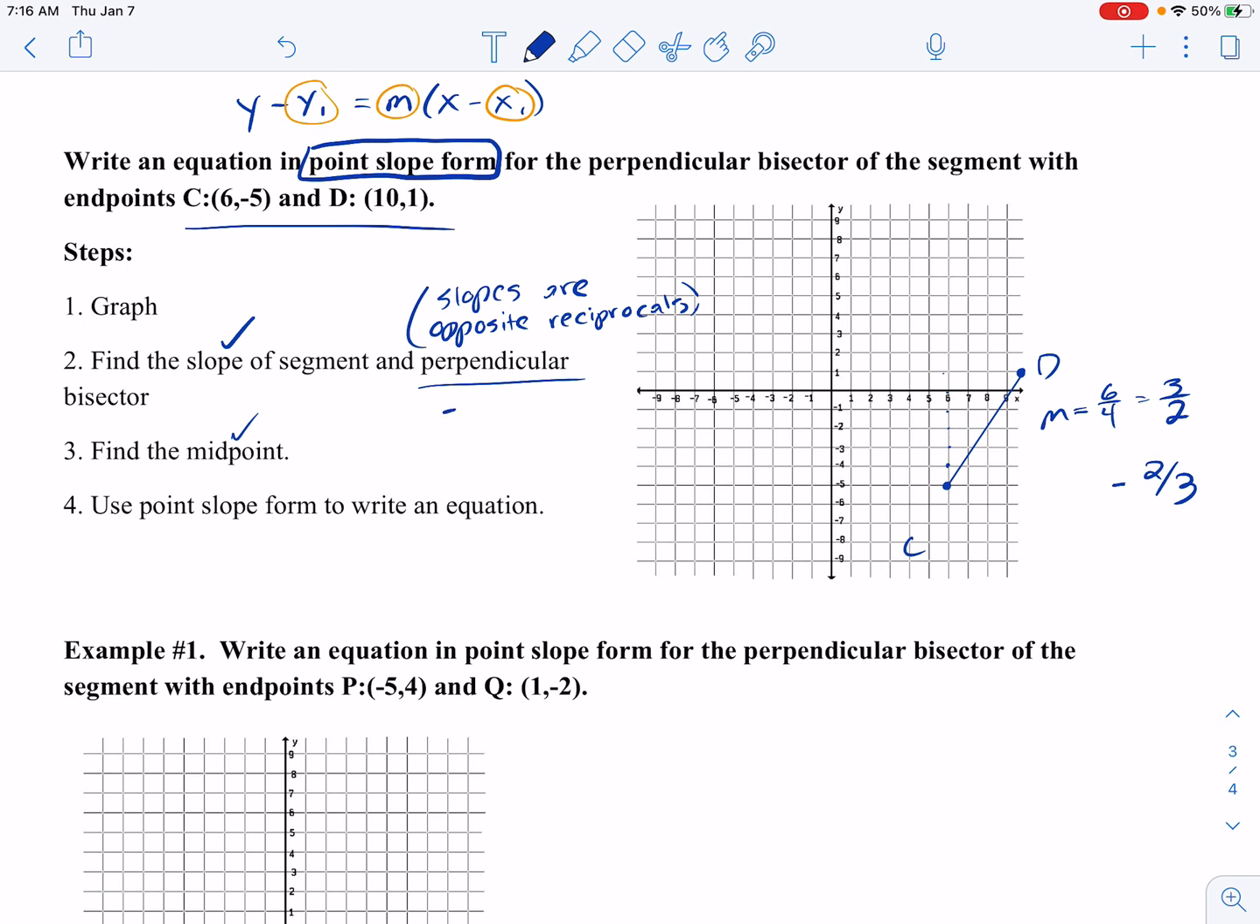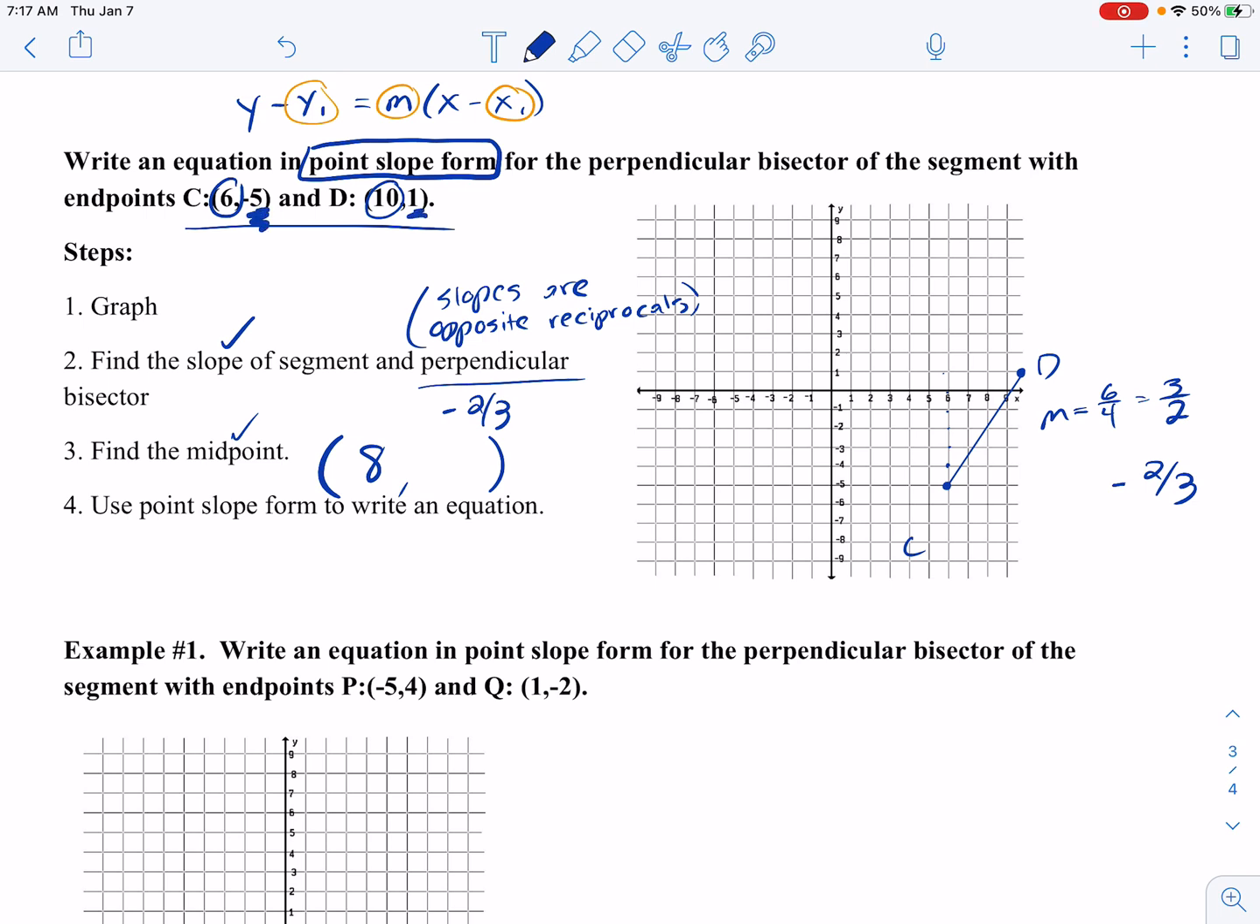So our new slope would be -2/3 for the perpendicular bisector. We need to find the midpoint. Remember, midpoint is like finding the average. So 6 and 10, the number right in the middle would be 8.